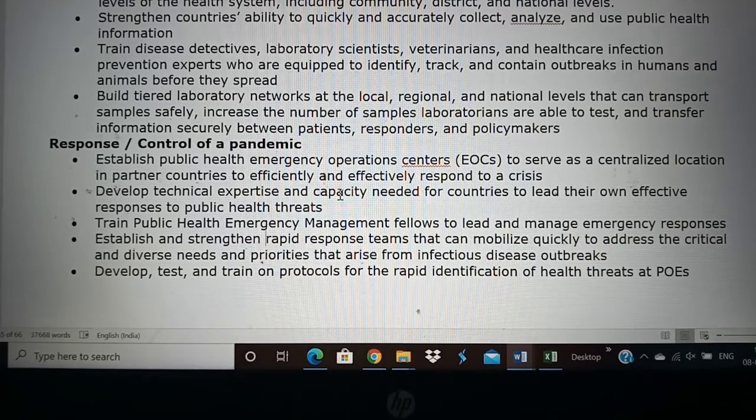Finally, we'll have to develop, test and train on protocols for rapid identification of health threats. Okay, whenever there are new diseases, there are health threats, and so we have to develop newer methods, test these methods, and train people on the protocols of using these methods, so that they are already in place, and they will help in reducing the spread of pandemic or epidemic.